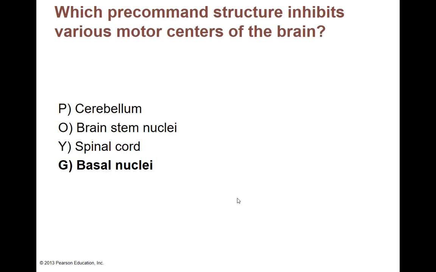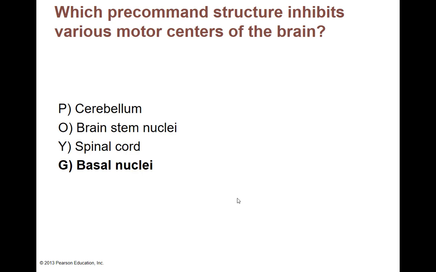Which leaves you with the basal nuclei. The cerebellum and the basal nuclei are the two parts of the pre-command level. The cerebellum controls a lot of motor; it's making your muscles contract and control. Basal nuclei is making it so the muscles don't contract unnecessarily. So it inhibits motor controls, which is why Parkinson's disease is actually damage to the basal nuclei.